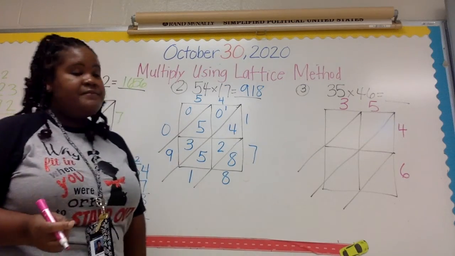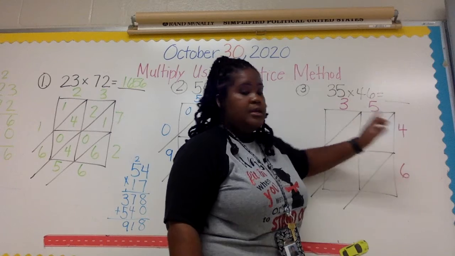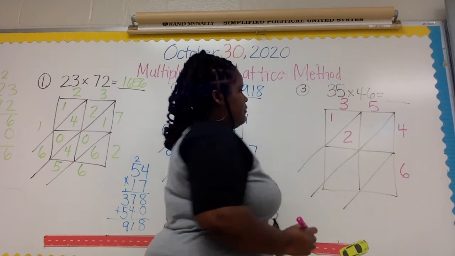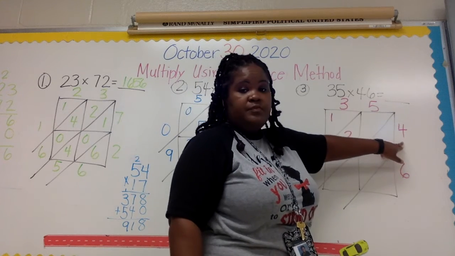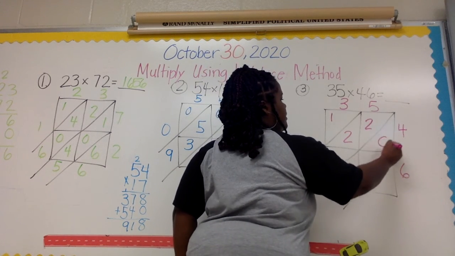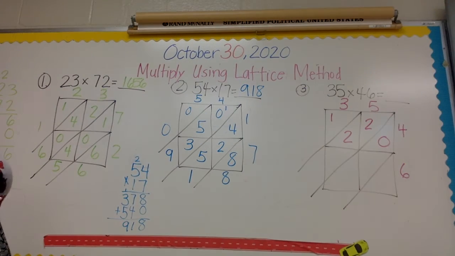Okay, so we'll start first and multiply 3 times 4. That's going to be 12. I'm going to put my 1 here, a 2 there. 5 times 4 is going to be 20. I'm going to put my 2 here, my 0 there. Okay, everybody see what we did? Trying to get out of your way, and I hope I'm going slow enough for you guys.